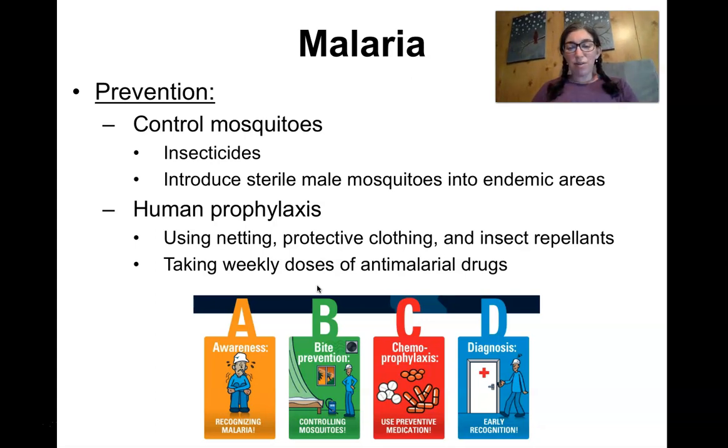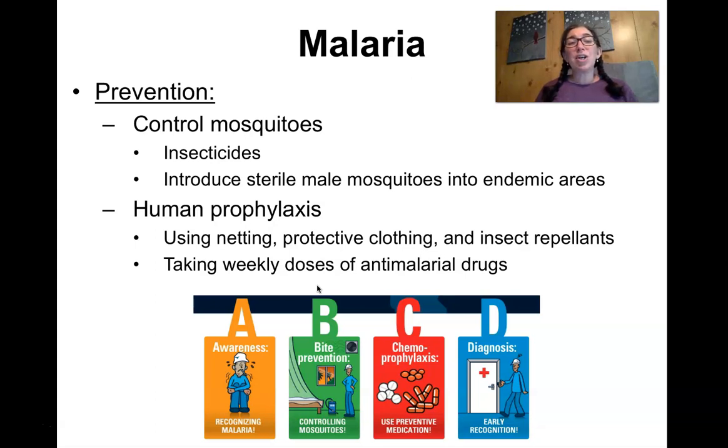You can also, of course, do your best to prevent getting mosquito bites: wearing bug repellent, using bug nets, staying inside, wearing full coverage clothing, whatever. Those are ways that you can prevent, that are also prophylactic prevention techniques. Another really popular method is to just try to control mosquito populations.